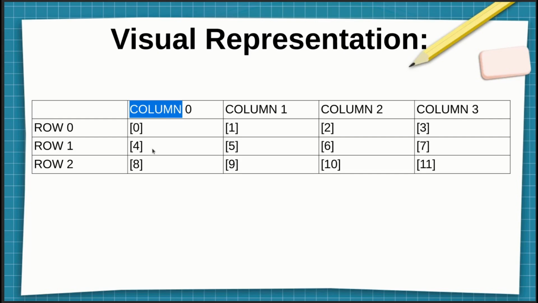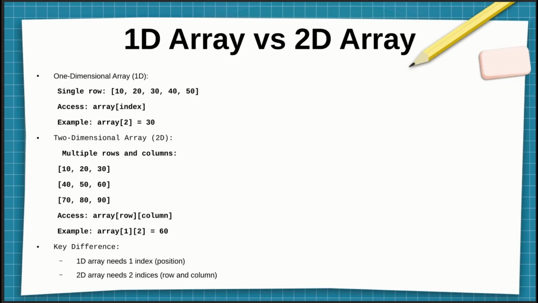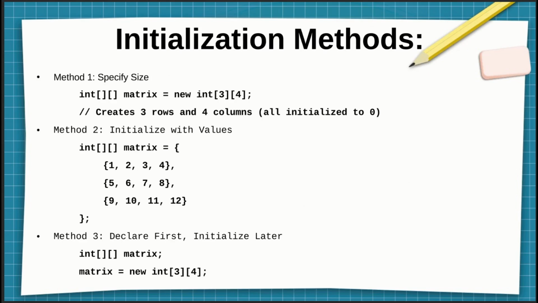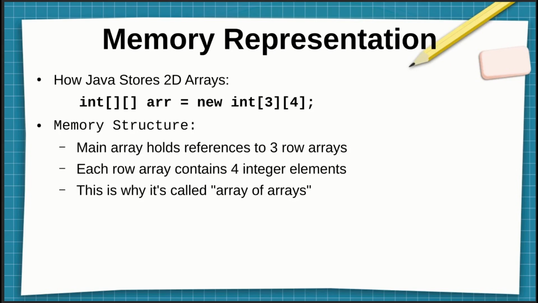What I have here is basically what I have been discussing: the differences between a one-dimensional array and a two-dimensional array. There is an example of how you would declare and initialize a two-dimensional array. There are also the initialization methods, and the memory representation. Actually, this is so important. How does Java store two-dimensional arrays? The memory structure is an interesting one.